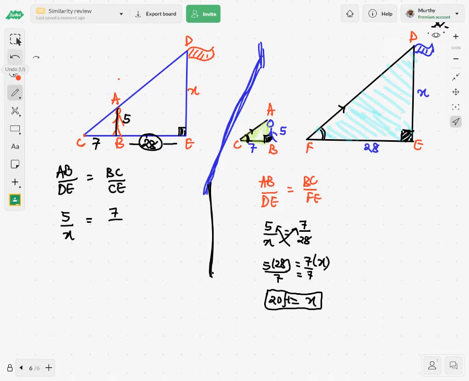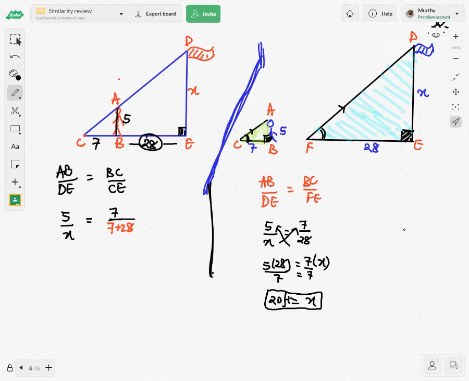When you are taking the horizontal line of the small triangle, that represents BC. If you have to take the horizontal line of the large triangle, that should be CE, the whole length, CE. So you cannot take 28. You have to take 7 plus 28. Then only you get the answer.